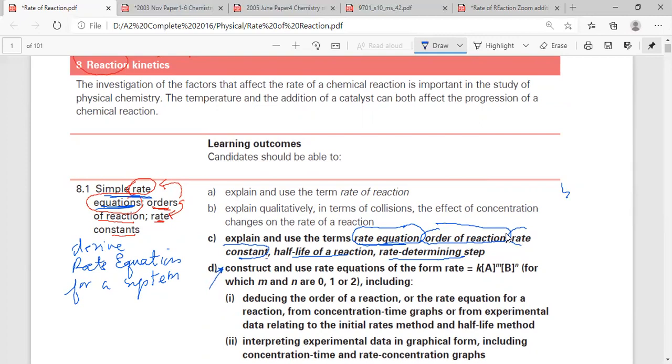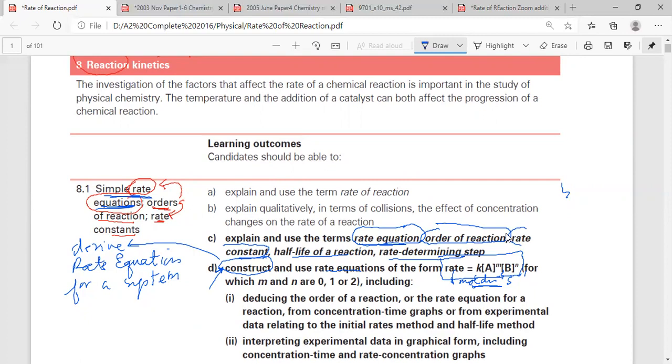Construct and use, that is, construct or determine or derive the rate equation in the form of: rate equals to... Remember, this rate is always, I want to emphasize, always moles per dm cubed per second. I don't care how many A and B and C there are, because this is how you define rate. Rate is the change of reagent concentration over time, or the rate of change of concentration of products over time. So concentration is always moles per dm cubed, time is always seconds.